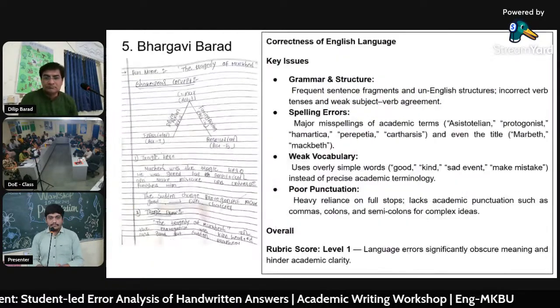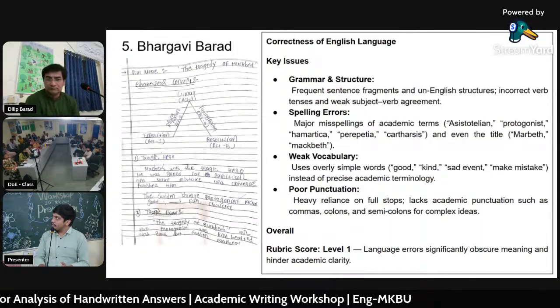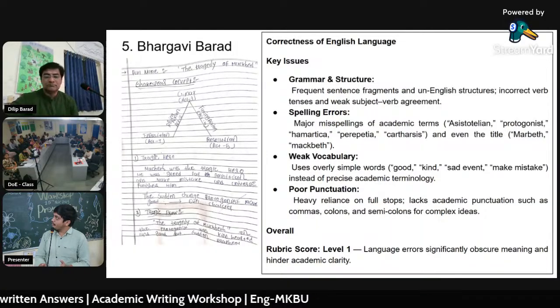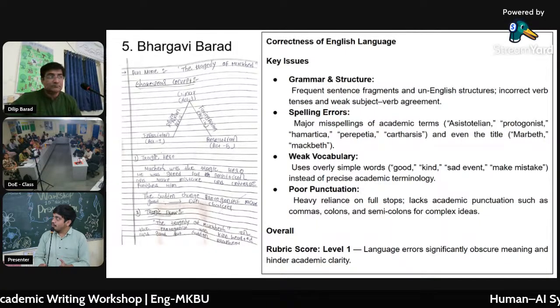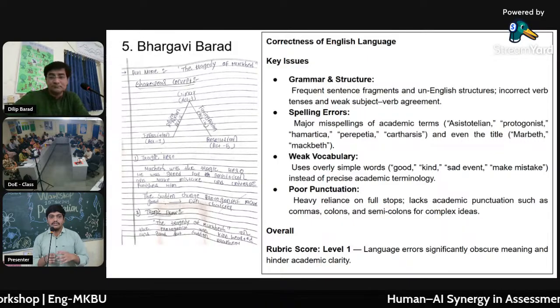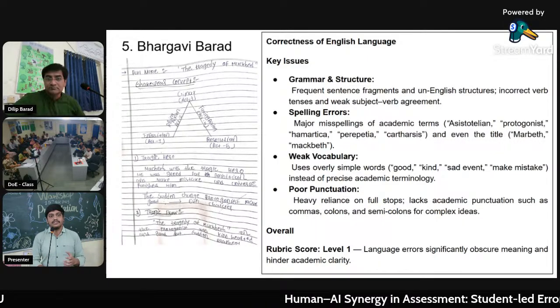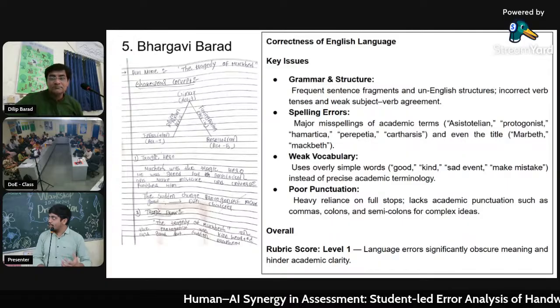Next one, please. The fifth one was Bhargavi's paper, with corrections of English language, key issues, grammar and structure. Her structure was not that proper in accordance with the BAWE and MKBU rubric criteria.